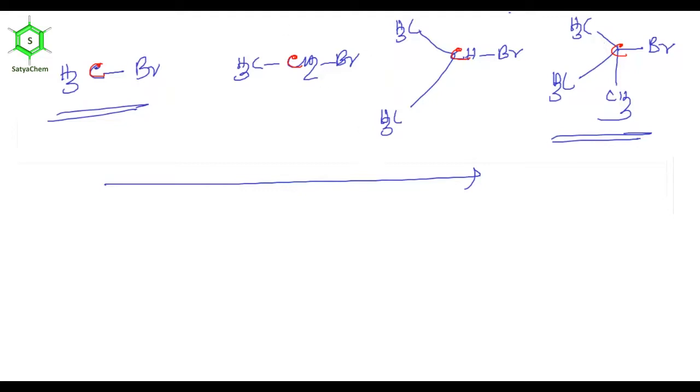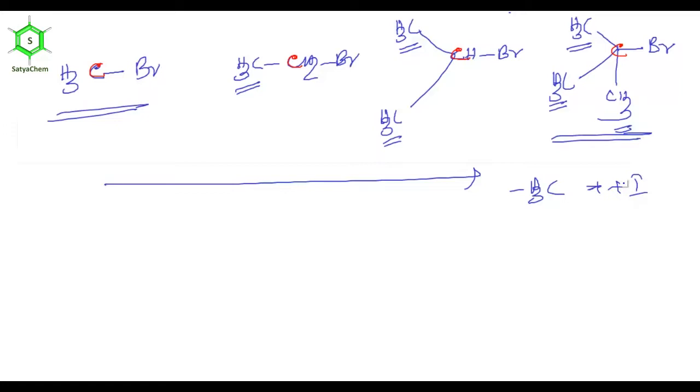See, in this substrate, no methyl group is attached to this carbon, but here one. Here two methyl groups are attached to the halogen bearing carbon, means the bromine bearing carbon. Here three methyl groups are attached to this bromine bearing carbon atom. We know the CH3 group has plus I effect, means electron donating effect through sigma bond.